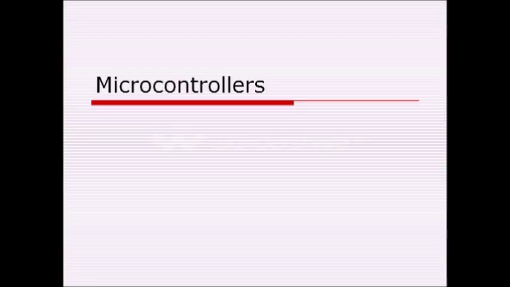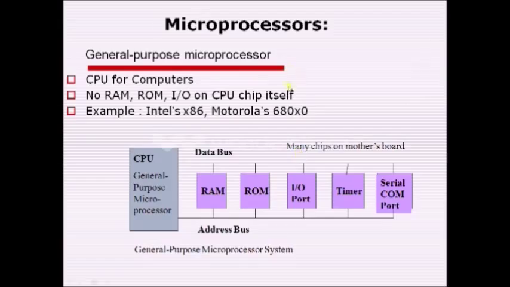Okay, now let us see what is a microprocessor initially. So what is a microprocessor? It is also called a general purpose microprocessor. Why? Because we can use these processors in any kind of application, and this is used as the CPU for computers, with no RAM or ROM, so it doesn't have any external peripherals. So we have to connect the external peripherals to make it a full computer.